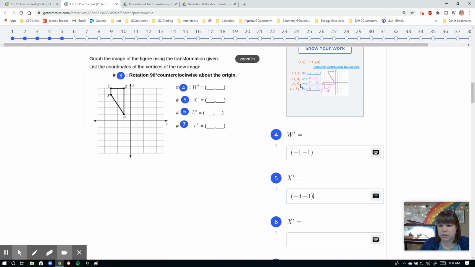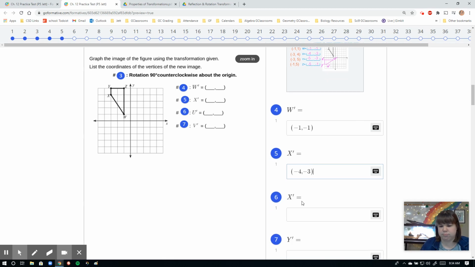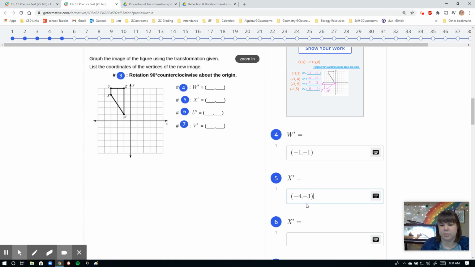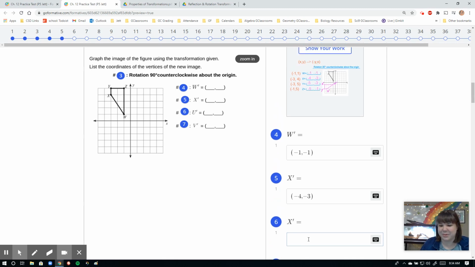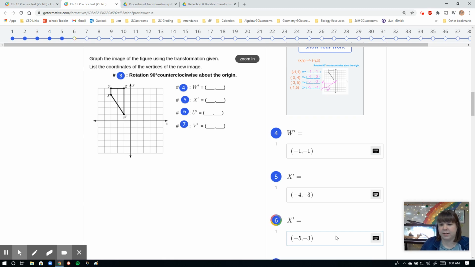Let's see. I think there's a typo. W, X, so this must be Y and then Z. It's a little bit messed up. I'll make sure to change it. I'm sorry for those typos. Okay, so let's see, -5, -3. Then the last one would be -5, -1.